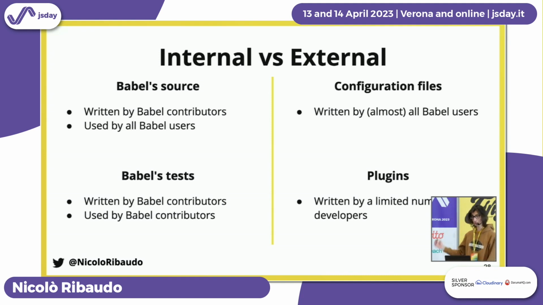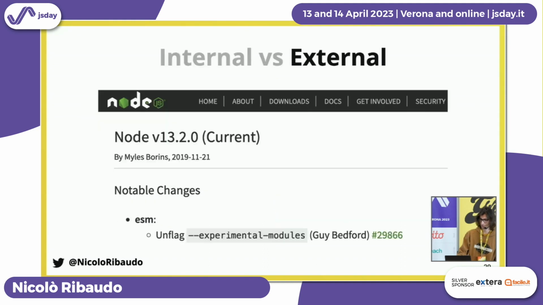Then we have Babel configuration files that are written by almost every single Babel user, unless your bundler or tool that you use to run Babel abstracts it away from you. And we have plugins that are written by maybe thousands of developers. So it's much less than the number of developers that write Babel configuration files, but it's much more than the number of developers that work on the Babel source code. And the highest priority for us was to make Babel work with ESM, at least when it comes to external files, like configuration files and plugins.